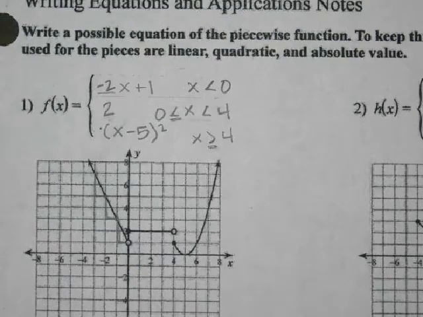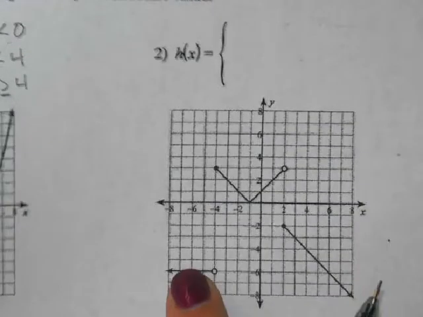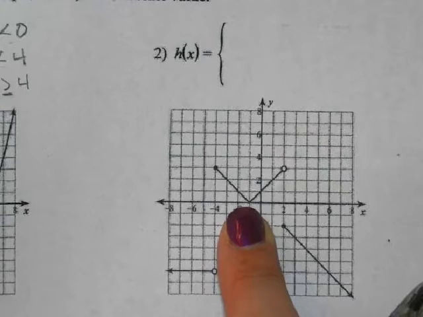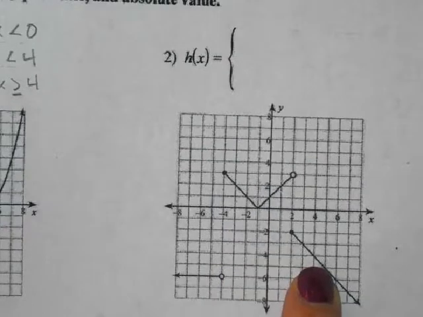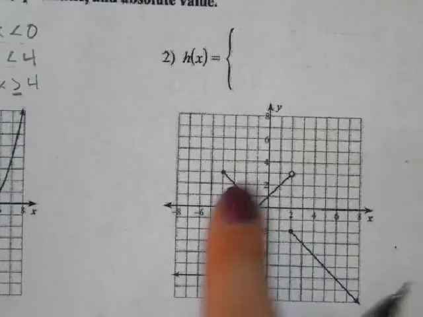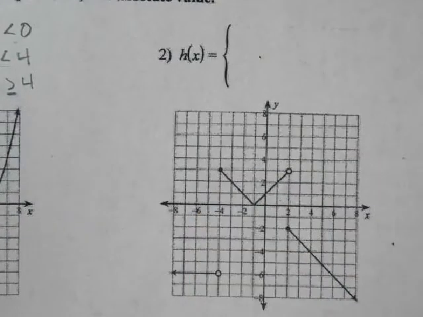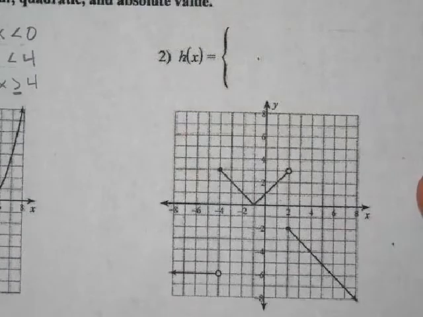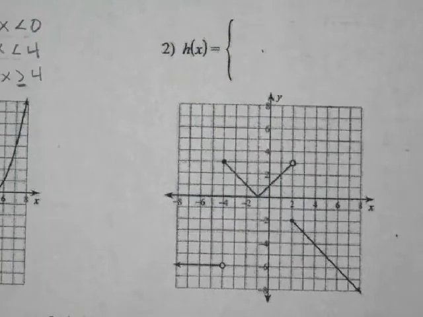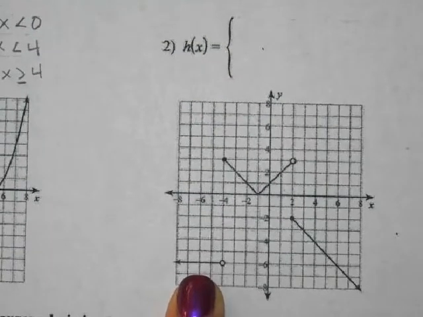Okay. So for number 2, we also see 3 pieces. I see a horizontal line, an absolute value, and a straight line. You could do this as 4 pieces if you wanted. You could do 2 different lines. If you want to do 4 pieces, you're welcome to. So if we did 3 pieces, how would we write our first piece?